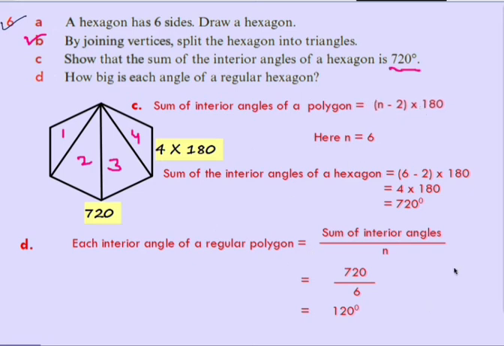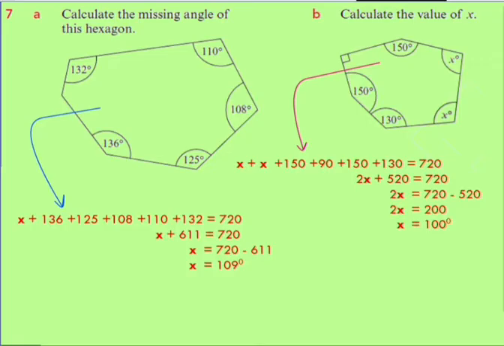In the D part they are asking how big is each angle. So each angle is the sum of the interior angles upon the number of sides, for any regular polygon. So 720 upon 6, your answer comes 120. Let us move to the 7th question.